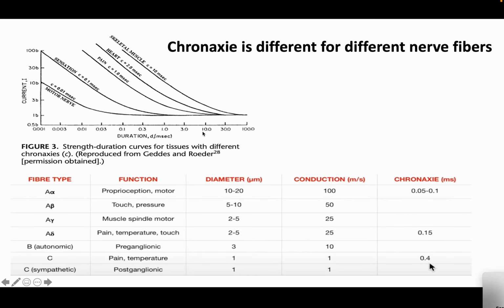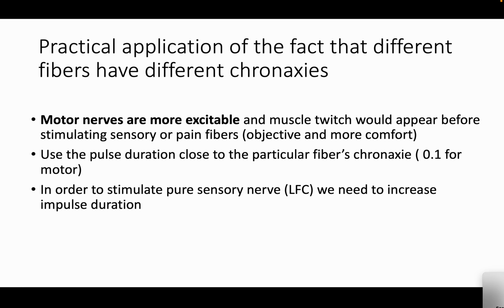And why is it important? Because chronaxie apparently is different for different nerve fibers. You can see this graph, right? Starting from skeletal muscle, heart, pain fibers, sensation fibers, and motor fibers. Look at this table. You can see your A alpha, your motor fibers, that are big and myelinated, they actually have a short chronaxie, about 0.1 milliseconds, while other fibers like sympathetic or autonomic preganglionic or your pain and temperature have a little bit different chronaxie. And what is the practical implication of this? It means that motor nerves, motor fibers, are more excitable, and a muscle twitch will appear before stimulating sensory pain fibers. So it becomes more objective and more comfortable for the patient.